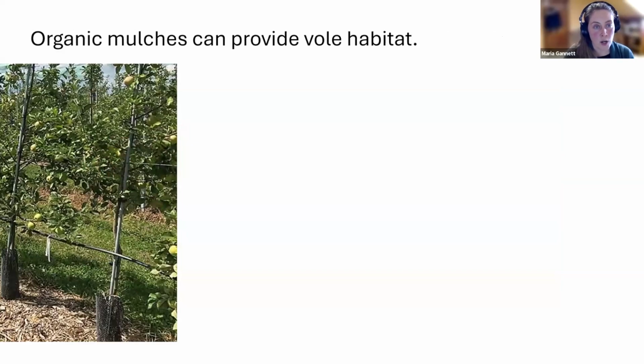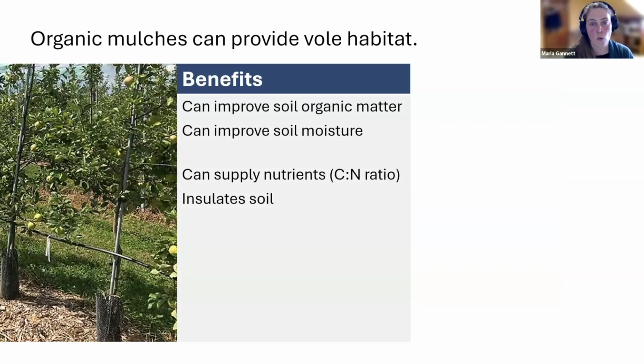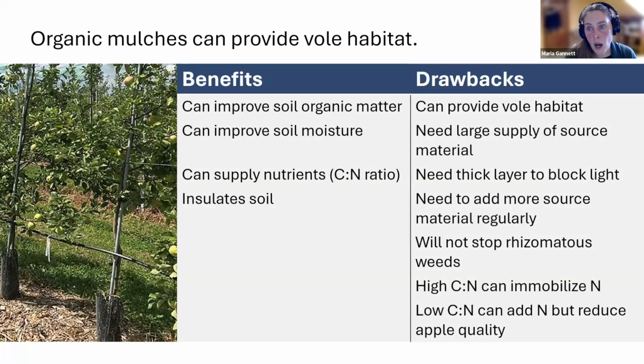Organic mulches are another tool that people can use to help manage weeds on their farm. And these are actually very useful for improving soil quality and soil health over time. They improve the soil organic matter content, which is the key indicator for soil health. And it improves soil moisture retention. It can help supply nutrients depending upon, again, that C to N ratio of the organic mulch that you're using, and it helps to insulate the soil as well. So there's a lot of benefits to organic mulches.